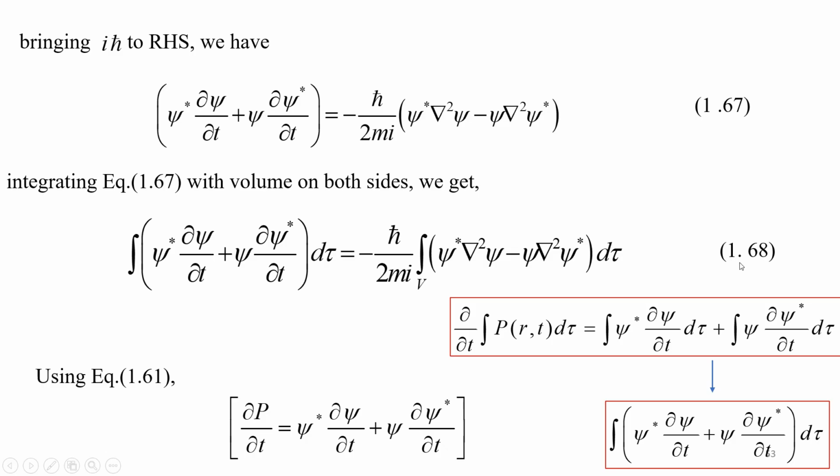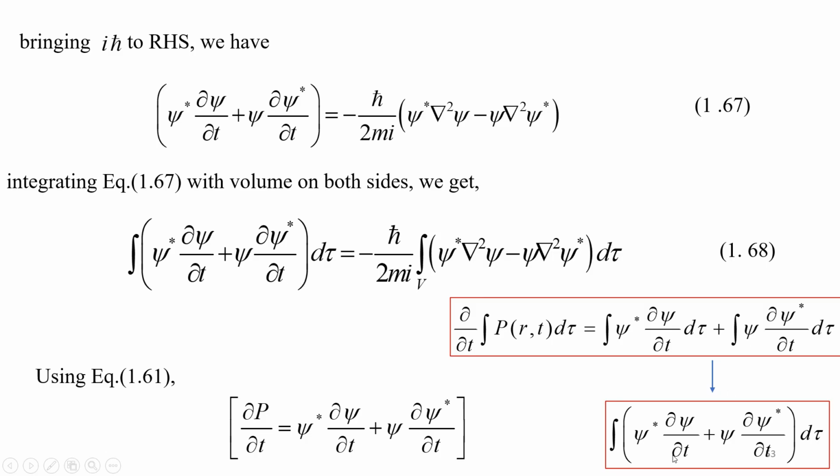Now we know that using equation 1.61, we have dP by dt, which is equal to partial d by dt integration of ρ(r, t) dτ, which is equal to this expression. Already we know this. This can be combinedly written like this. This is exactly the left hand side of equation 1.68. See here, this is exactly equivalent to the left hand side of equation 1.68.